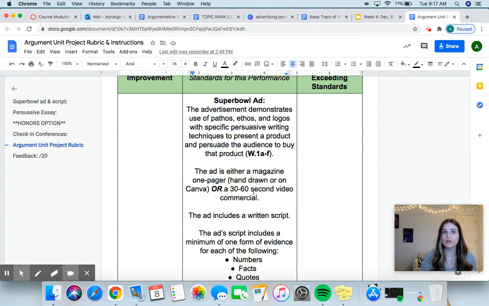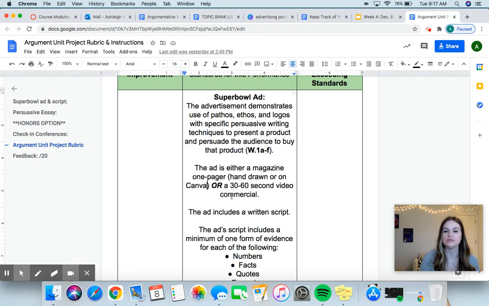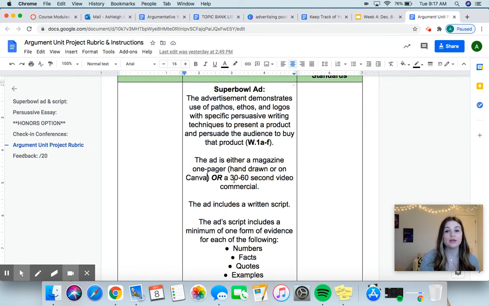And with that, if you really love art and you love to draw and paint, you could totally go that route and submit it to me by taking a picture of what you created. Or if you would like some more technology use because you're not super confident in your ability to draw, there's a website called Canva, not Canvas, Canva, and I use it all the time. If you would like me to give you some tips on how to use it to create your 1-pager, I will absolutely do that. Or you may create a 30 to 60 second video commercial.